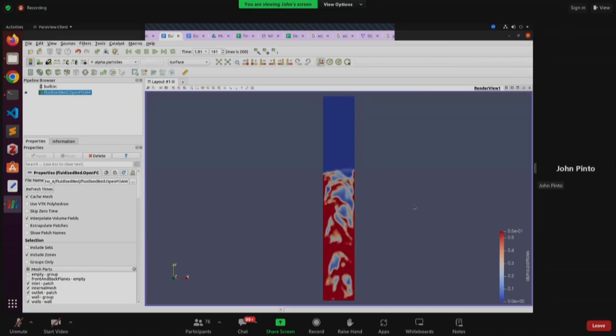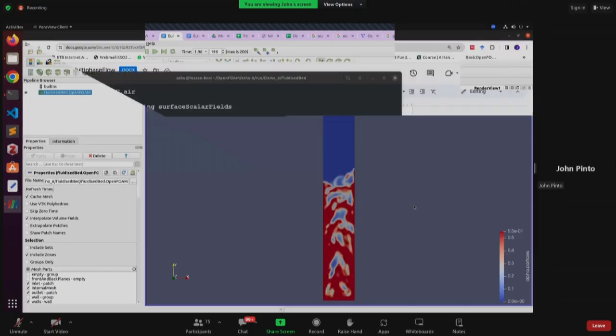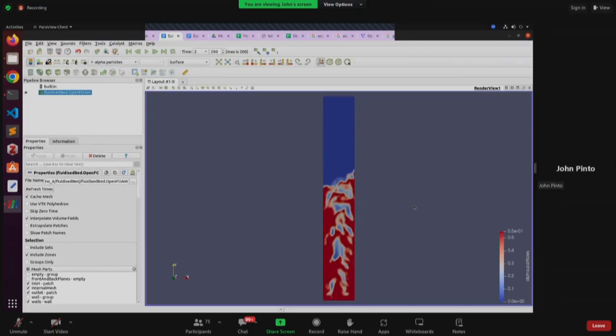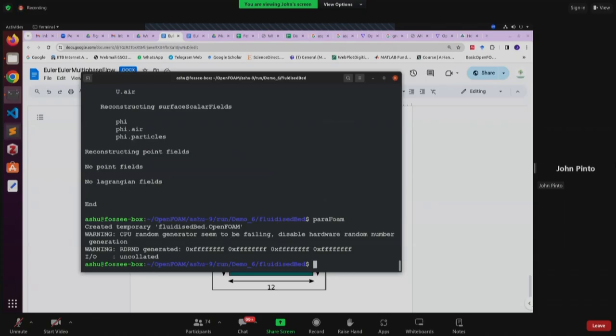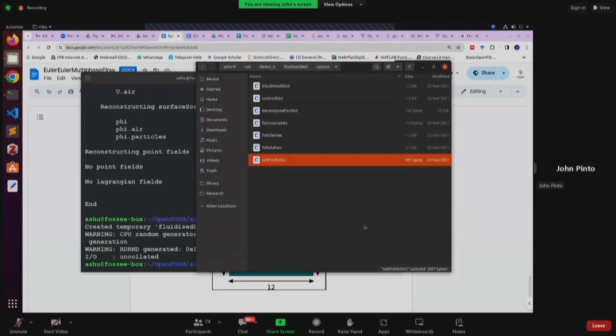So this is what you will get. You can try changing the velocity, try changing the amount of particles that are there in the bed. So you have these files, you can try. There are various models. As I told you, you can search also what models are available, maybe I can demonstrate that to you.